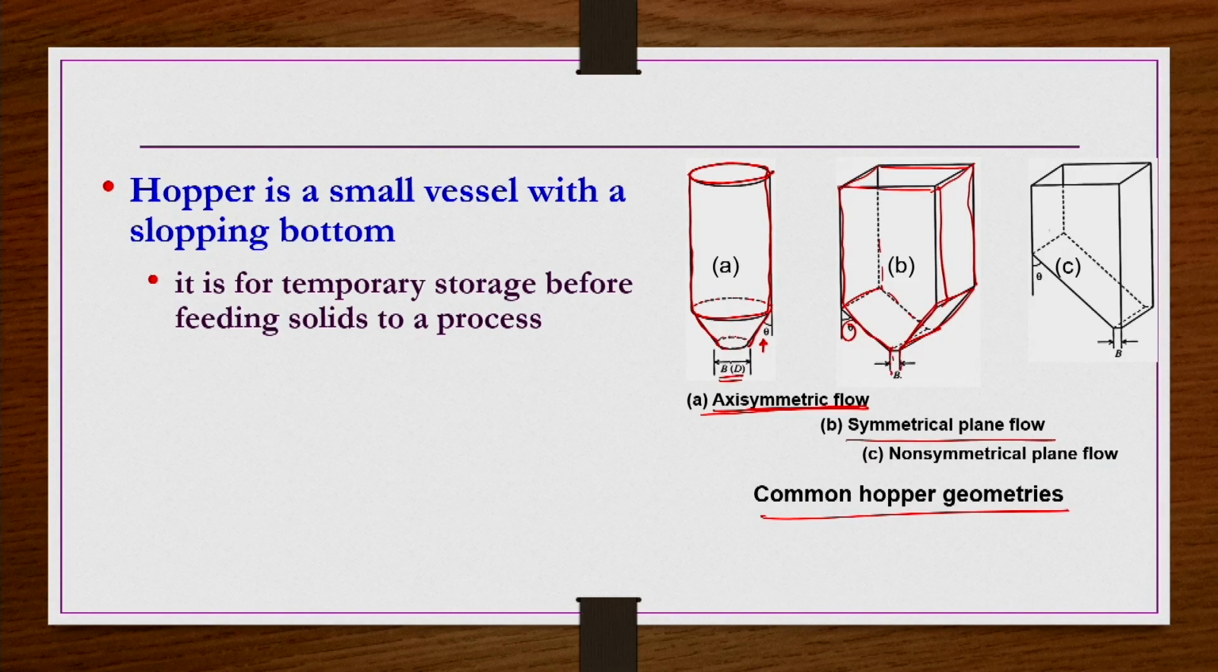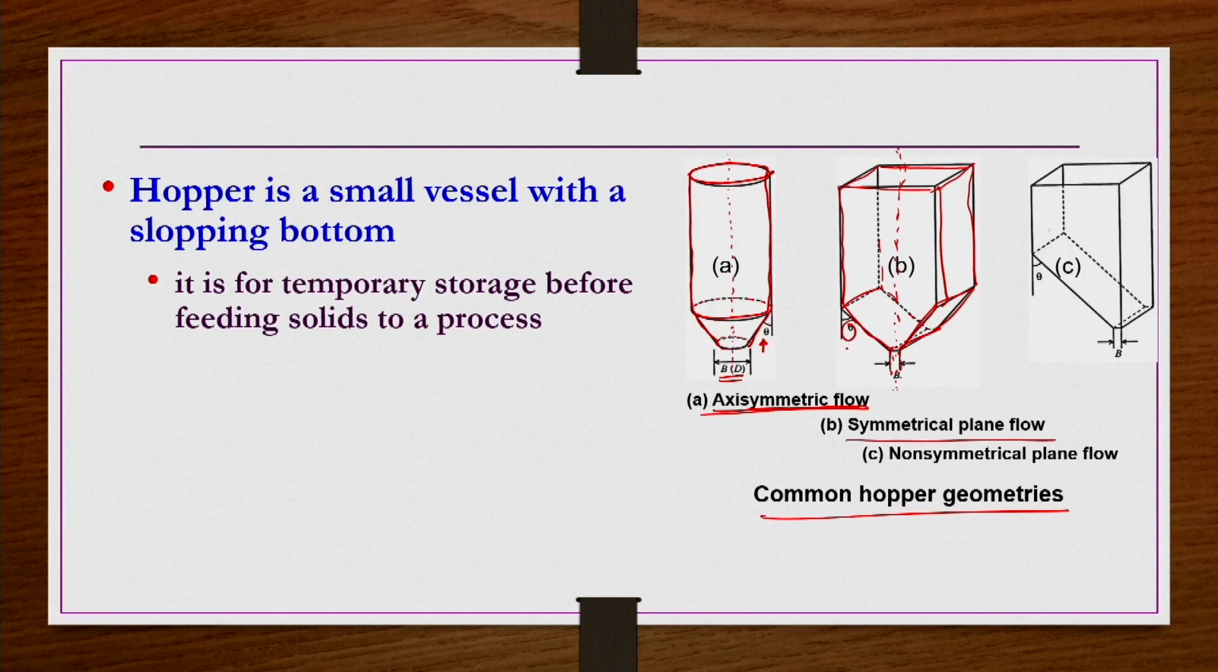Here also the opening is at the center, and the central axis of the opening is the same as that of the container. The same is true here: the center axis of the opening is also the center axis of the container, in the middle like that. So you get a symmetric flow. This is known as symmetric plane flow, because the container is not cylindrical. There the container is cylindrical, so we call it axisymmetric flow, right.